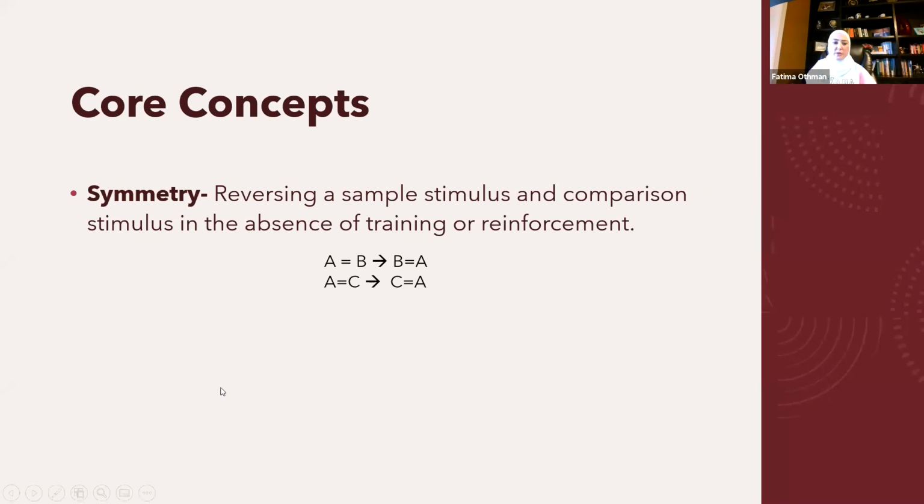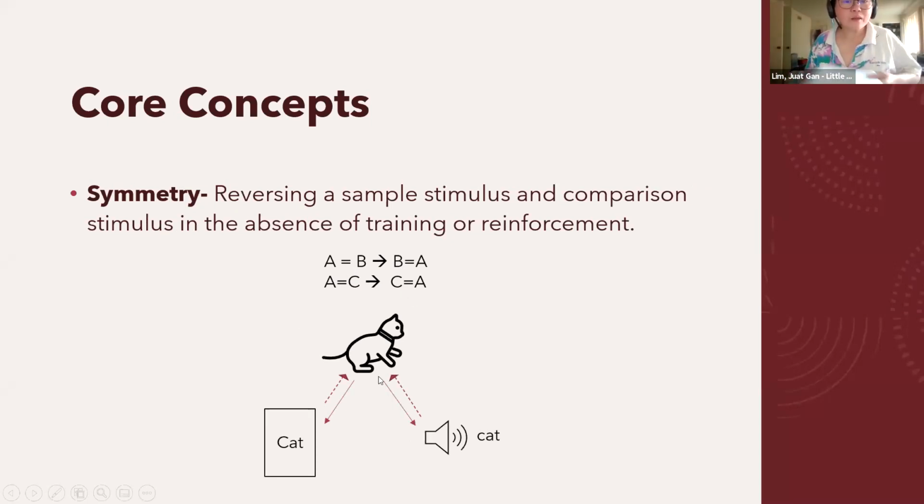So what I trained you, let's look at symmetry. I trained you that A equals B. Let's look at the picture here. These solid lines represent the learned relation. This is what I taught you. In the presence of the image cat, I taught you to say cat. That means that I reinforced it. I taught you how to do it, I prompted it, and then when you said cat, I reinforced. Now without reinforcement though, when I reverse it and I say the word cat, you are able to select the image of cat. Oh, okay. Does that make sense?